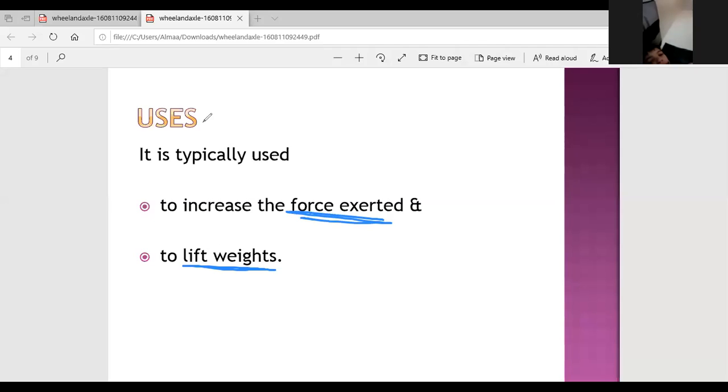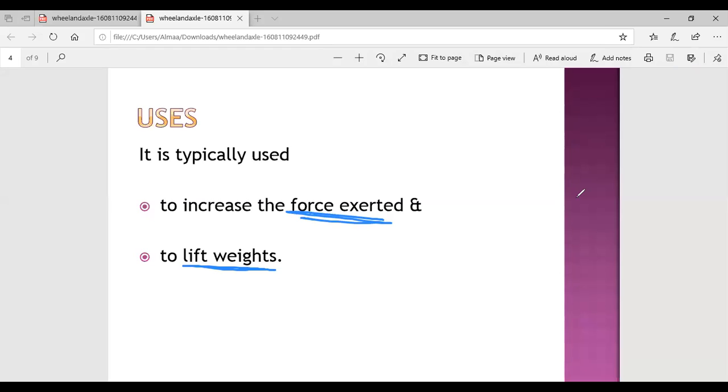So this is the usage, or the basic use of the wheel, okay, to lift weights, okay, to increase the force exerted, okay?